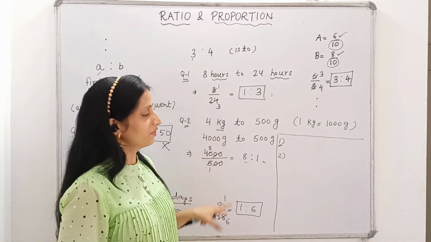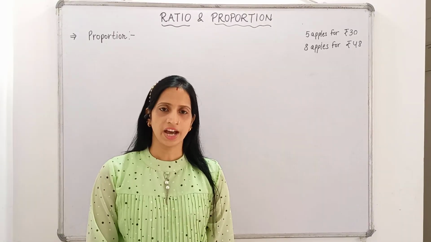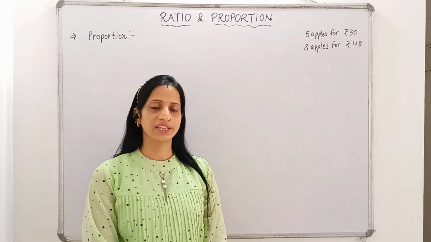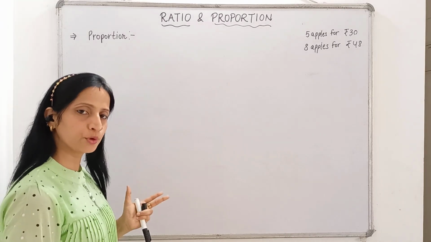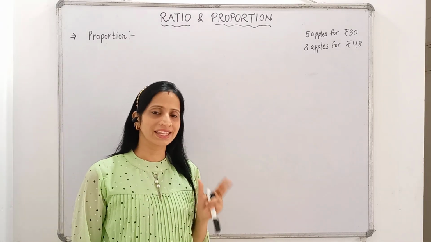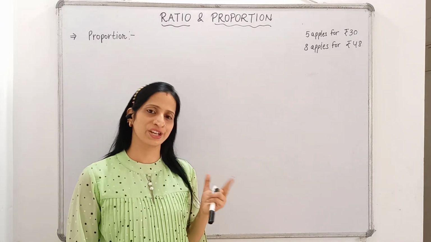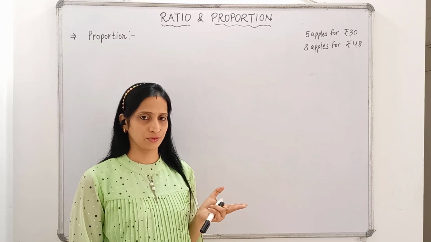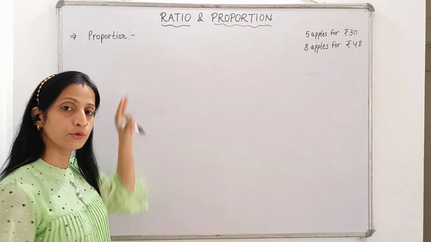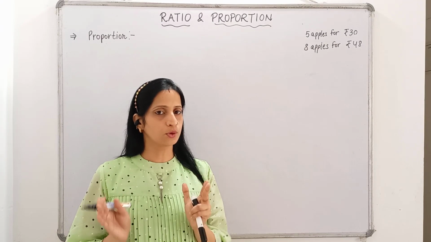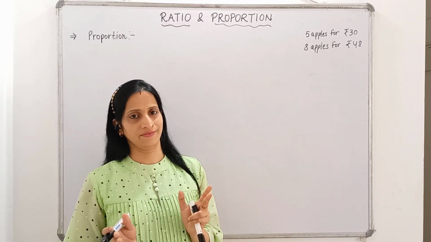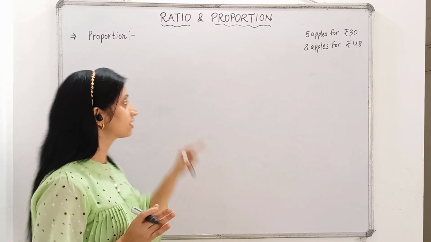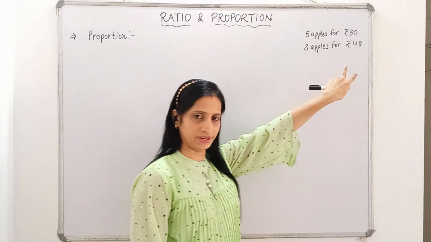Okay. Now we will learn about proportion. Now let's move on to today's next topic, that is proportion. So what is proportion? Proportion is nothing but an extension of the ratio that we learned just now. So proportion means when two ratios are equal, then we can say that they are in proportion. Let's try to understand this definition through one example.